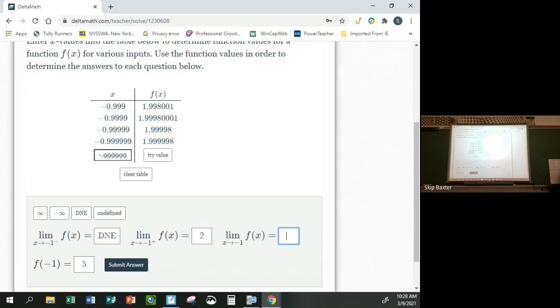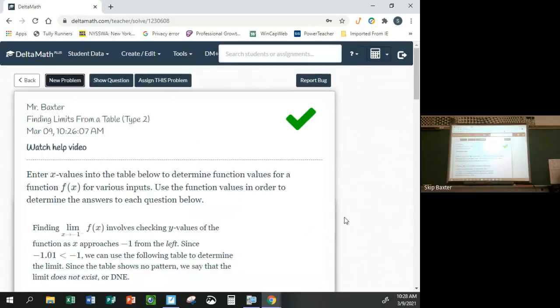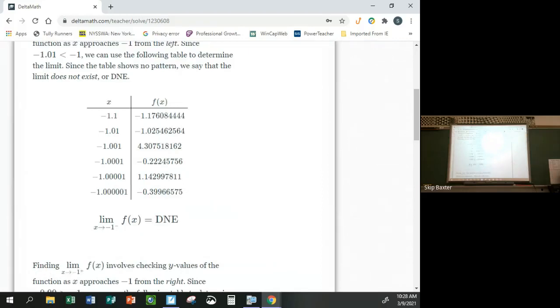So what would this answer be? Limit as x goes to -1. Does not exist. Doesn't exist, right? Because the left limit and the right limit aren't the same thing. So it does not exist. Boom. Yes. You get the idea? So they're not giving you a picture at all. You just have to sort of formulate a picture in your mind based on these table values. Okay? Any questions on it? All right, that's it.